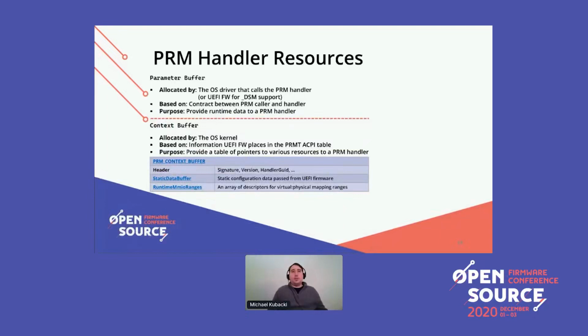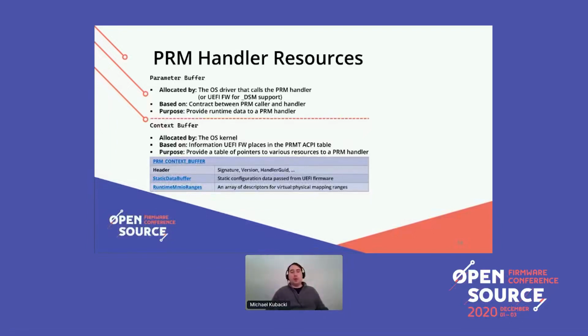The static data buffer is a buffer that's allocated by the firmware to pass firmware information to a handler. Today with SMM, because SMM is launched inside the firmware boot environment, the firmware is able to pass a lot of information to the SMI handlers or SMM code fairly easily and conveniently. So this is a mechanism where the firmware can allocate this buffer. It can put the pointer to that buffer in the PRMT ACPI table, and then the operating system will get that physical pointer to the buffer from the ACPI table, convert it to a virtual pointer, and then put that virtual pointer inside this context buffer.